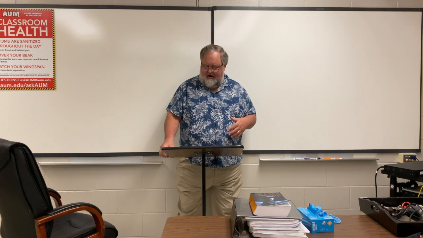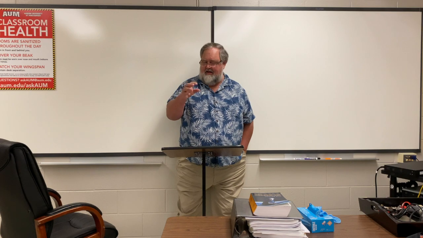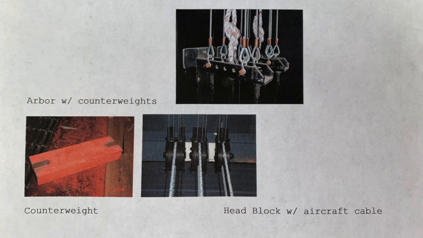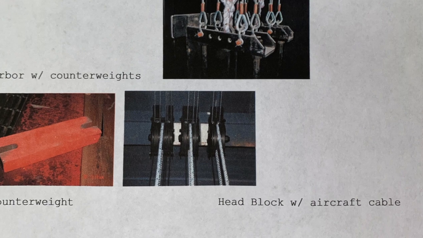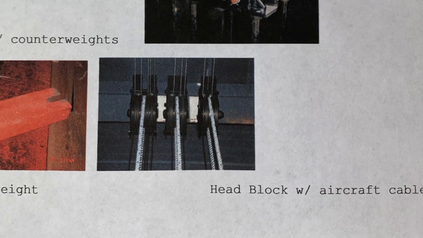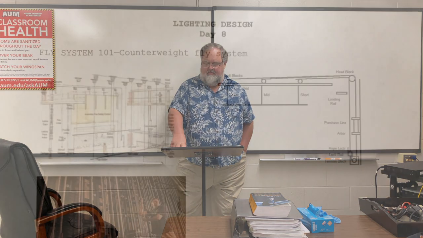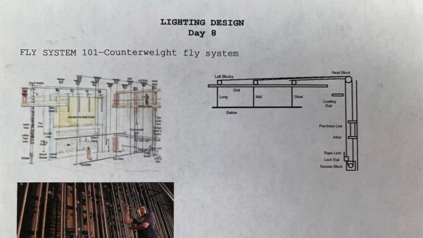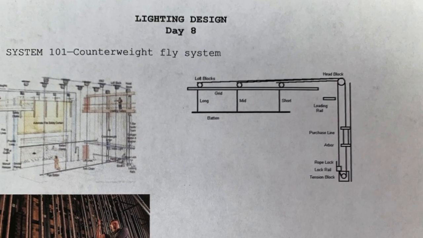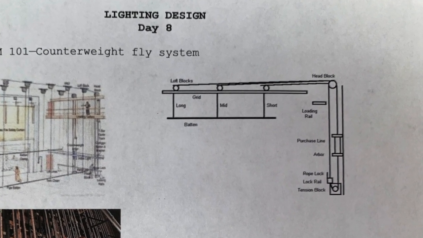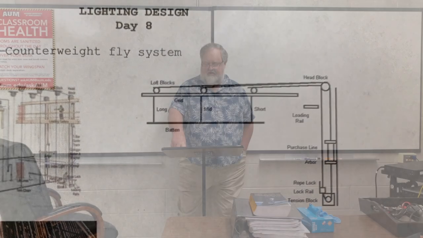Yes. So there's some counterweights. Again, above each of the line sets is this thing called a head block, and the head block, again, is a pulley system where you have all the cable from the top of the arbor that goes over the top of the head block, including the purchase line that goes around the head block. And again, in the diagram you see there, the purchase line goes around the head block, back to the arbor, and then from the bottom of the arbor through the tension block and back up to where you're running it as the person at the lock rail. Again, that is the basic counterweight system.